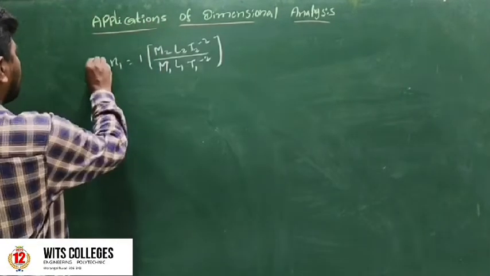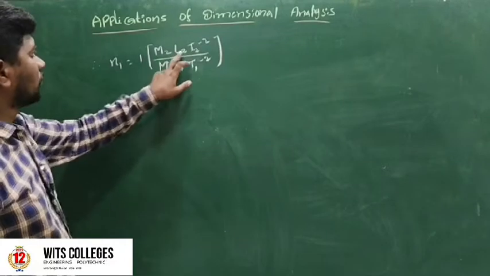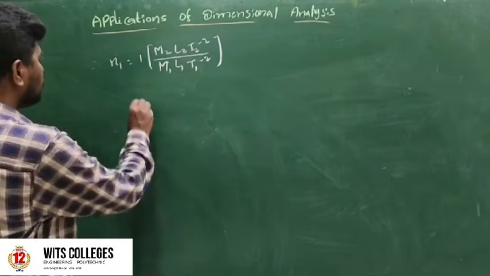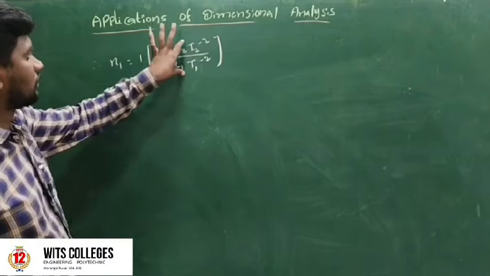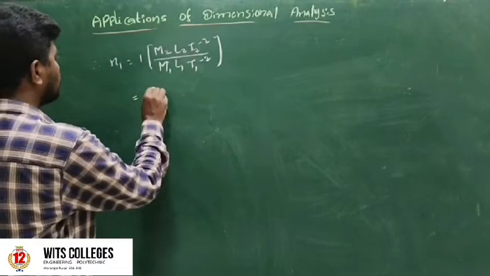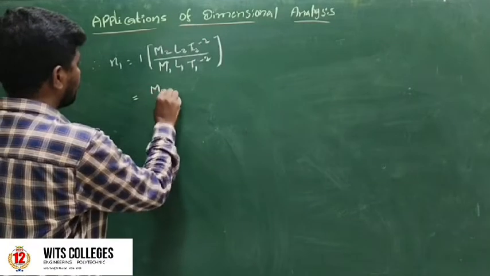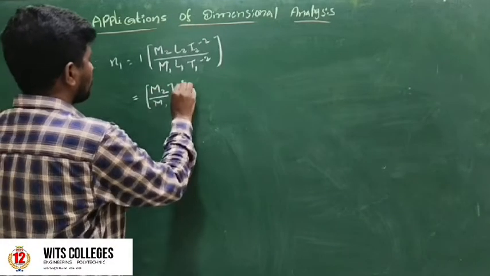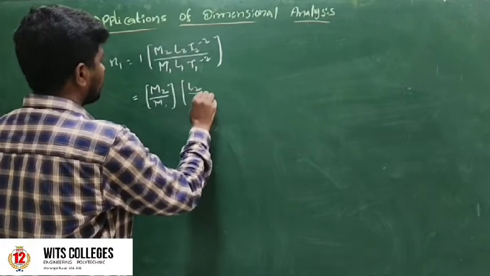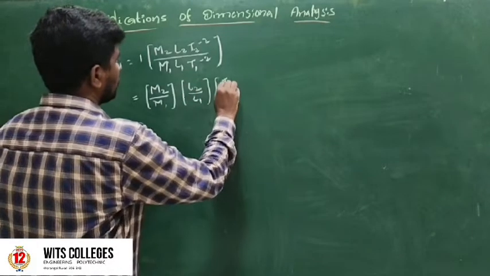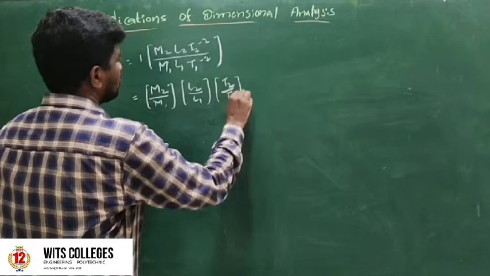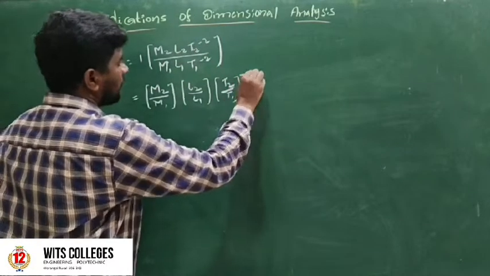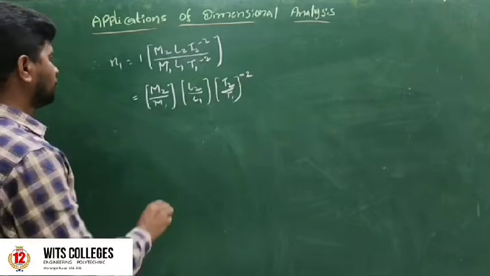Therefore n1 = 1 × [M2 L2 T2^-2] / [M1 L1 T1^-2], dividing into M values, L values, and T values. Therefore (M2/M1), (L2/L1), and (T2/T1), where the power is the same, minus 2: (T2/T1)^-2.